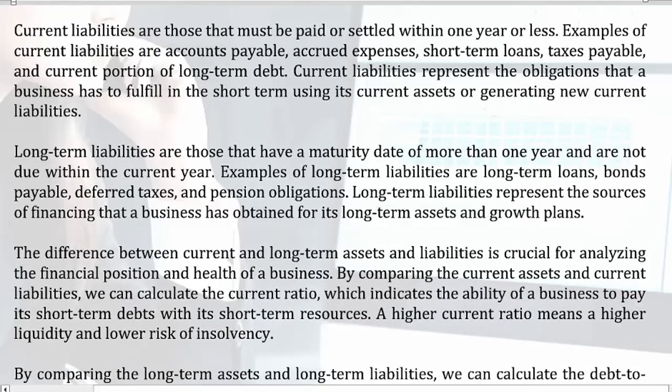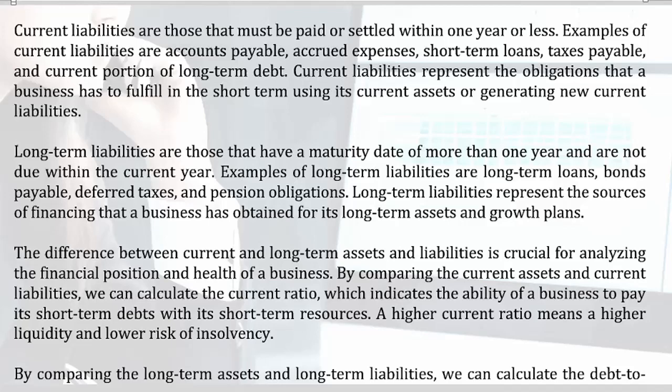Current liabilities are those that must be paid or settled within 1 year or less. Examples of current liabilities are accounts payable, accrued expenses, short-term loans, taxes payable, and current portion of long-term debt. Current liabilities represent the obligations that a business has to fulfill in the short term using its current assets or generating new current liabilities.